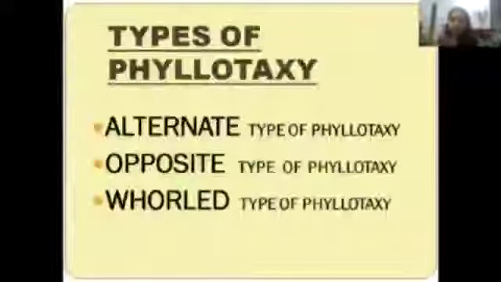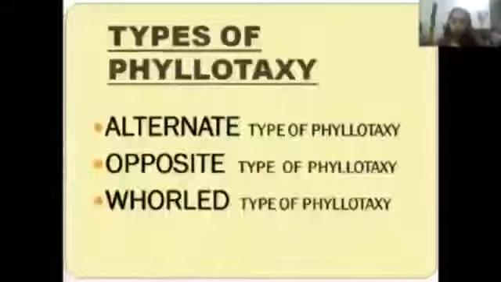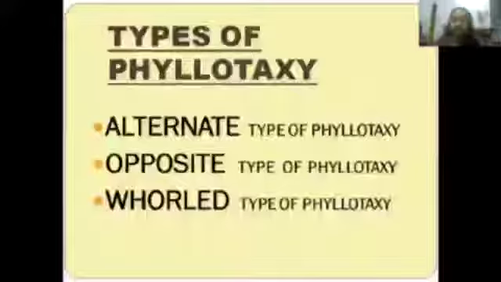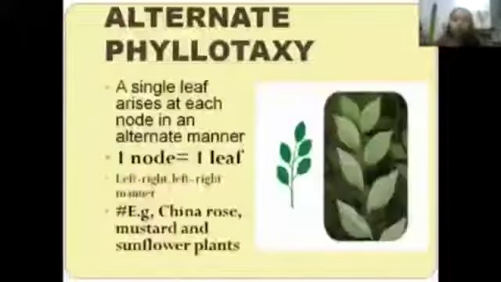Now there are various types of phyllotaxy, and there are majorly three types which are considered in botany: alternate, opposite and whorled. The further classifications of phyllotaxy are grouped under these three only. Apart from this, we have one more type of phyllotaxy, which is ternate phyllotaxy, and I would be discussing it later on.